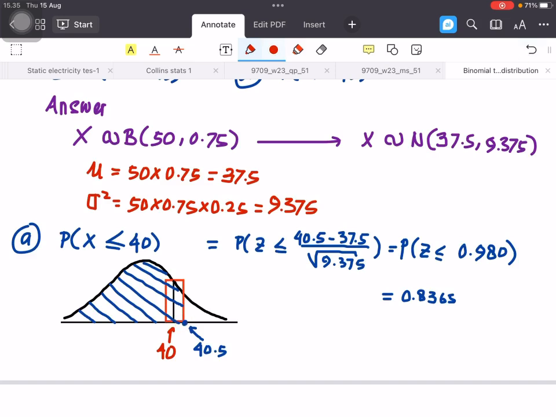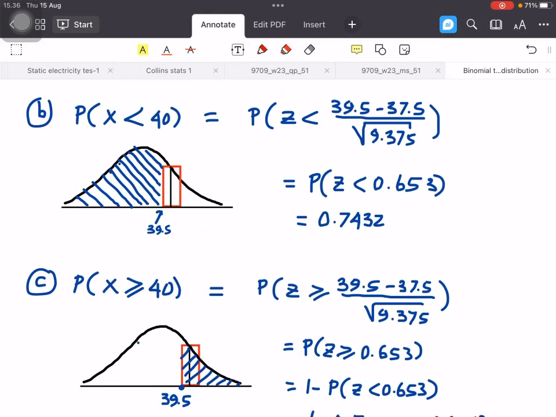So the value of Z will be 40.5 minus the mean divided by the standard deviation, which is the square root of variance. So it will be the same as probability Z less than or equal to 0.980. It's equal to 0.8365.